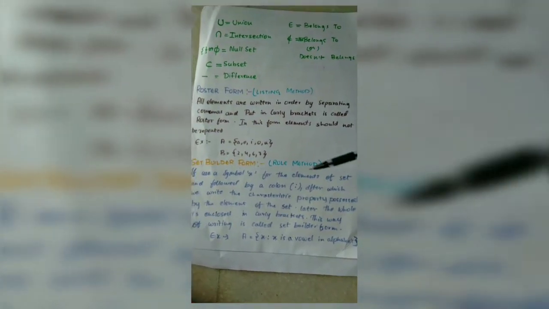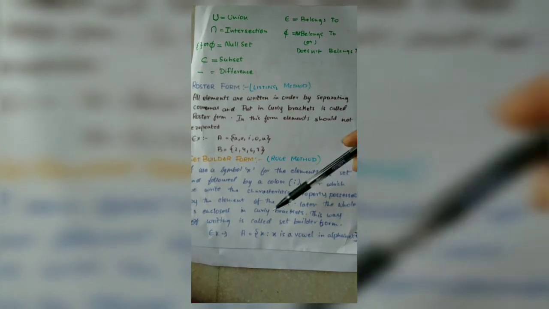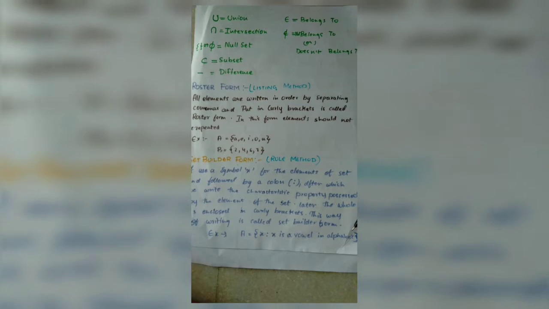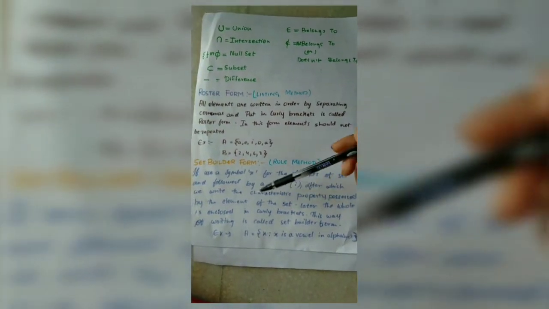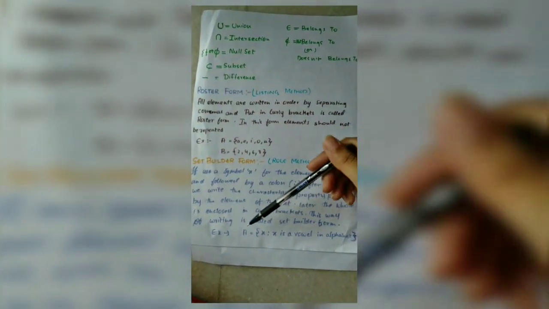We say x such that. How do we pronounce this line? x such that x is a vowel in the alphabet. After the colon we write the characteristic properties, x is a vowel in the alphabet, the properties of the elements of the set. Then the whole is enclosed in curly brackets.